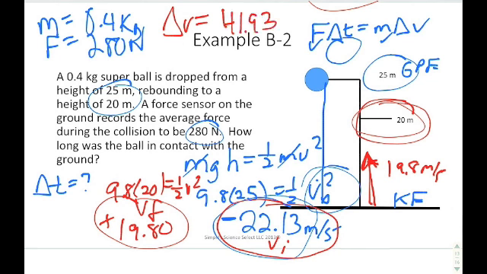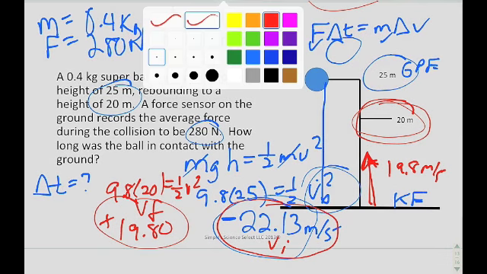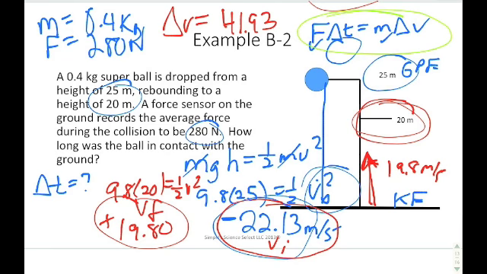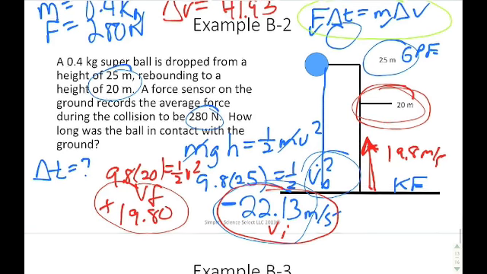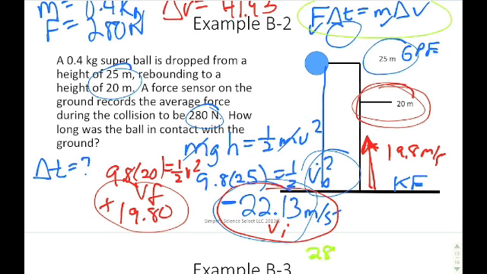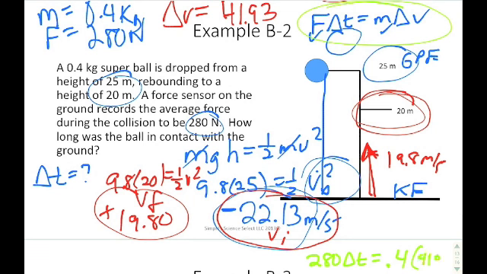Okay, now that I have my change in velocity, I can plug into my equation that I've been waiting to use, which is F delta T equals M delta V. So, I have an average force of 280 newtons. I'm trying to solve for the time. It equals 0.4 times the change in velocity, which I calculated to be 41.93. Multiply all those out, divide by 280, and you end up getting 0.06. Time is 0.06 seconds.